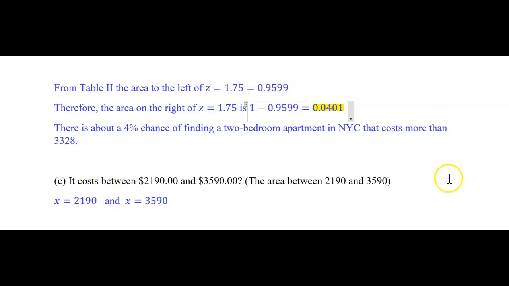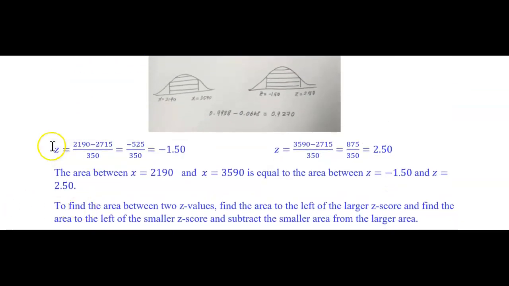Okay? Now, it costs between 2190 and 3590. So first we find the z-score for 2190. It's negative 1.50, right? The z-score for 2190 is negative 1.50. And the z-score for 3590 is 2.50. Okay? So 2190 has a z-score of negative 1.50 and 3590 has a z-score of 2.50.